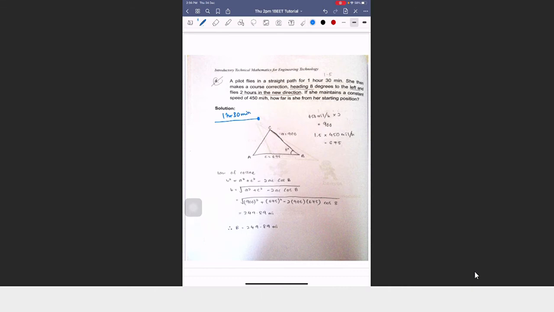Then she makes a course correction heading 8 degrees to the left. That means she makes a turn. 8 degrees is here. So she makes a course correction of 8 degrees, and then flies again 2 hours in the new direction. Then if she maintains a constant speed of 450 miles per hour, how far is she from her starting position? So what we want is this.